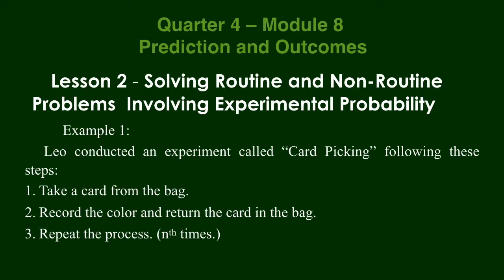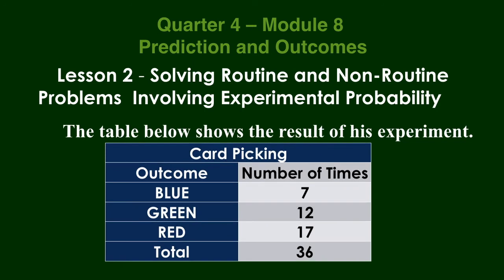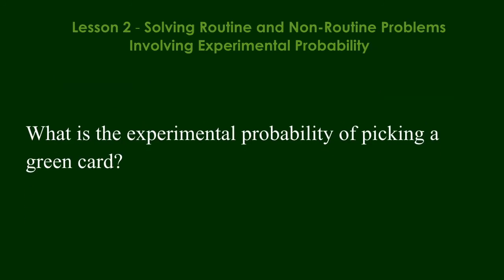Example number 1. Leo conducted an experiment called card picking. Following the steps. 1. Take a card from the bag. 2. Record the color and return the card in the bag. 3. Repeat the process. The table shows the result of his experiment. Blue 7 times, green 12 times, red 17 times, total of 36 times in all. What is the experimental probability of picking green cards?